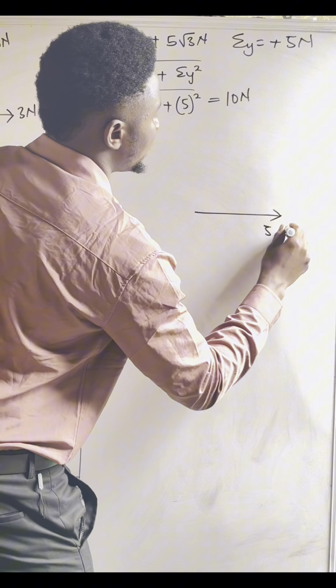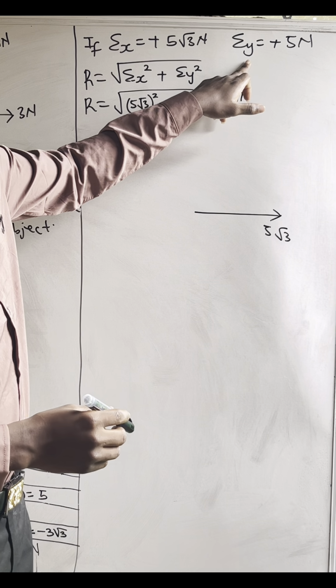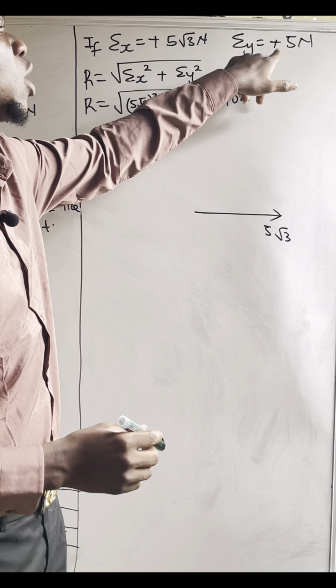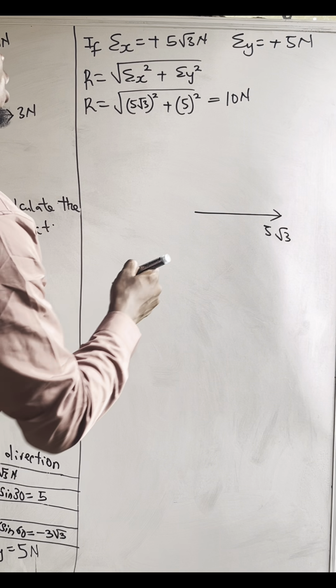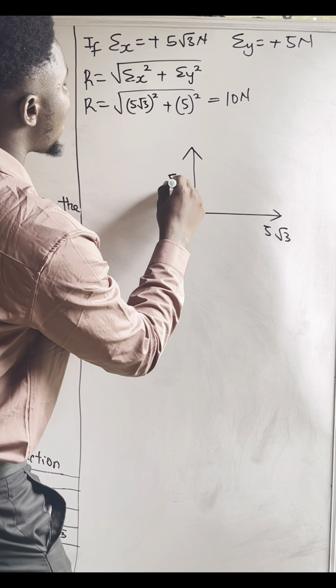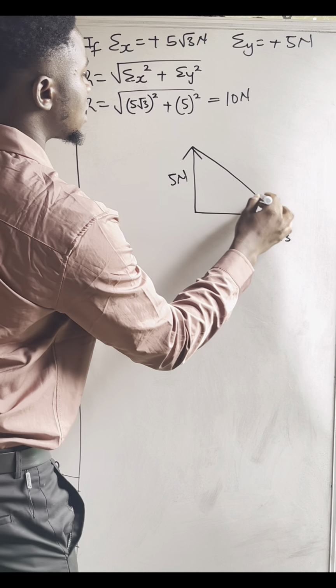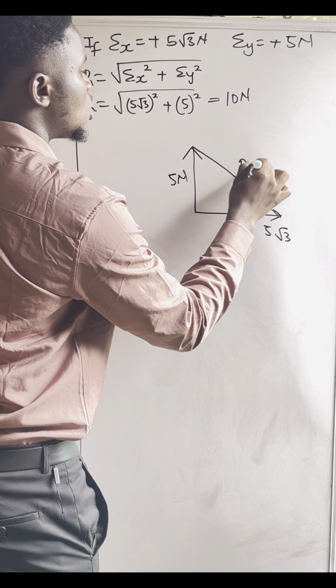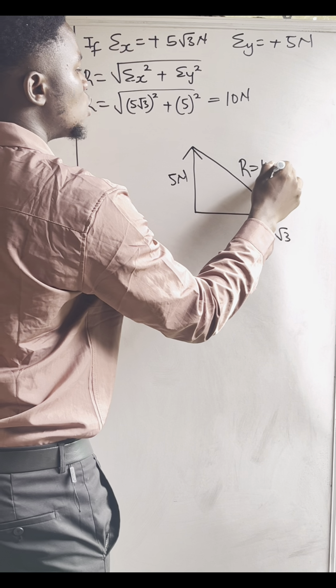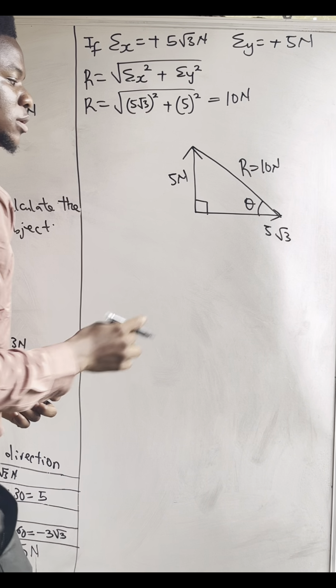So that is 5 root 3. And since our summation y is also plus, this simply means that it will also be going to the what? It will also be going up like this. So this will be what? 5 Newton. So therefore, the joining of this can be the resultant, which is then equal to what? 10 Newton. So I can say that this is my theta.